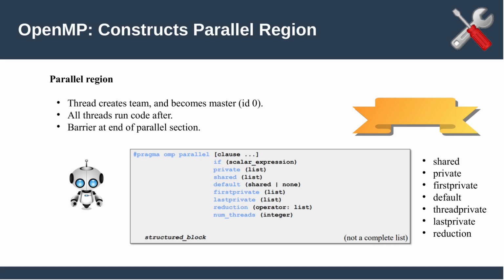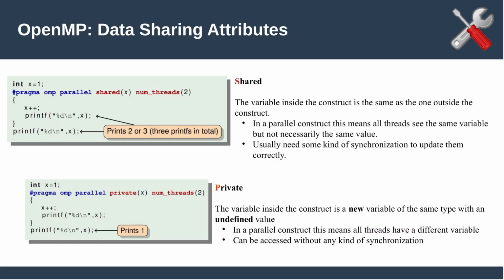Data sharing attributes include shared, private, firstprivate, default, threadprivate, lastprivate, and reduction, each defining how variables are accessed and modified across threads. In OpenMP, shared variables are accessible by all threads, but require synchronization for consistent updates. Conversely, private variables are unique to each thread, initialized with undefined values, and don't need synchronization. Understanding these attributes is crucial for efficient parallel programming and avoiding data races.